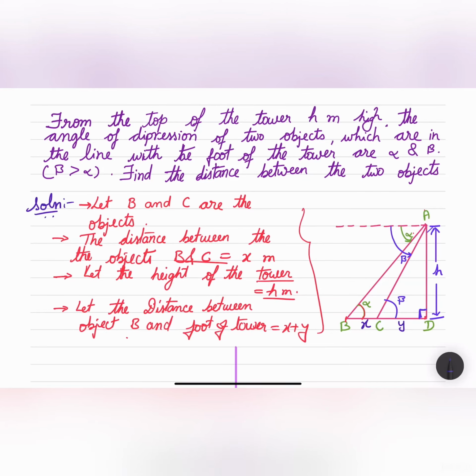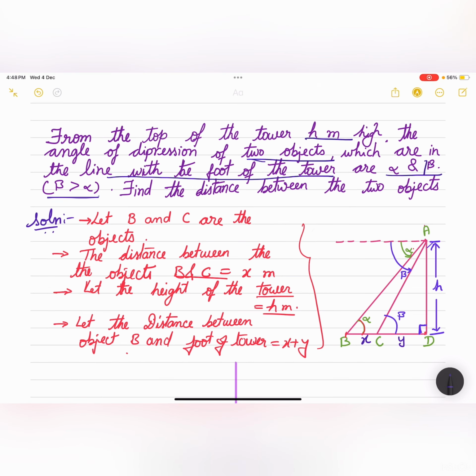From the top of the tower, h meters high, the angles of depression of two objects which are in line with the foot of the tower are alpha and beta. Beta is greater than alpha. Find the distance between the two objects. Now I have taken this figure.